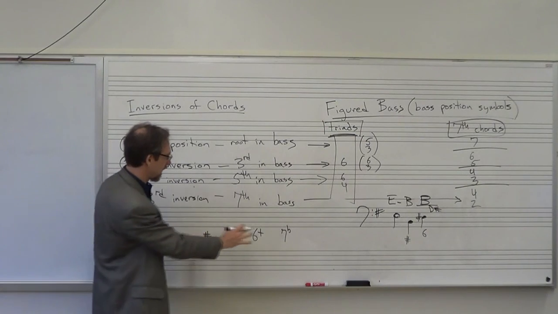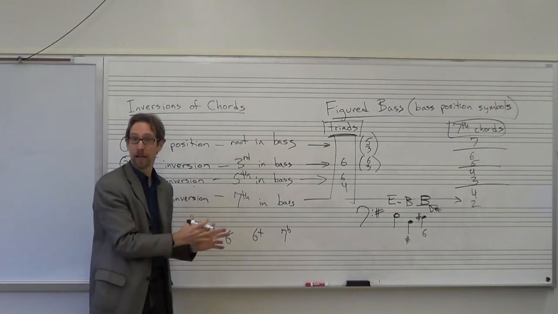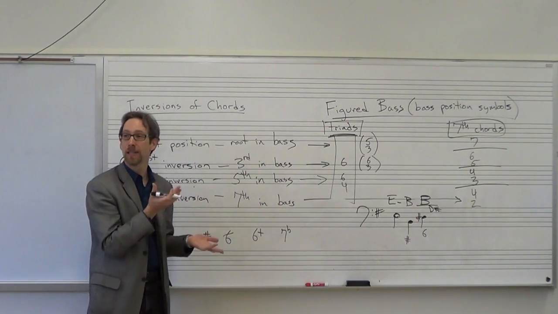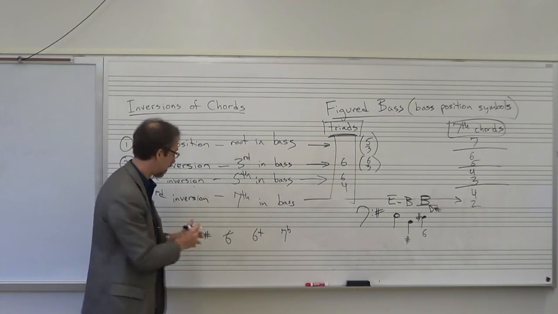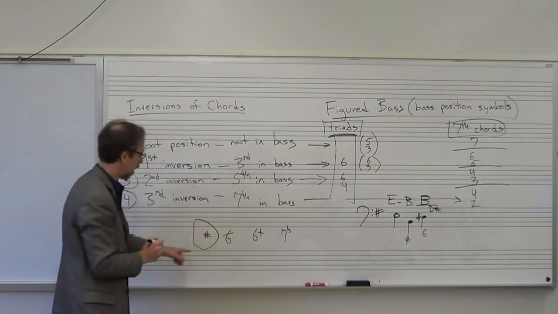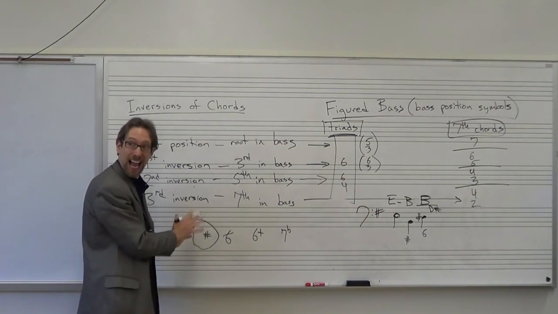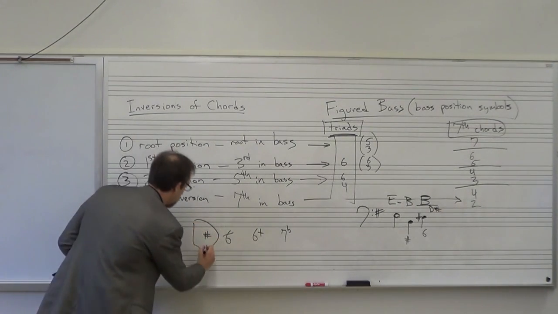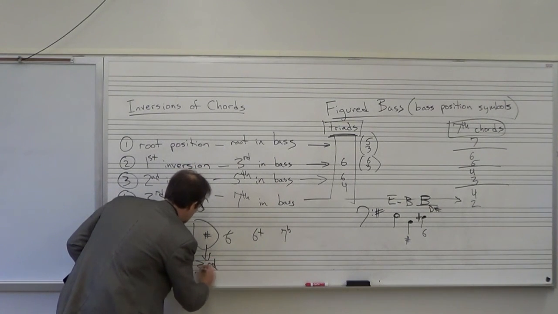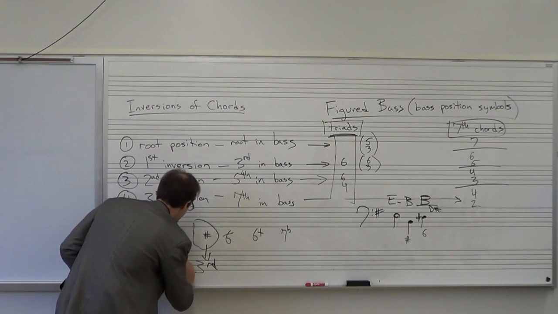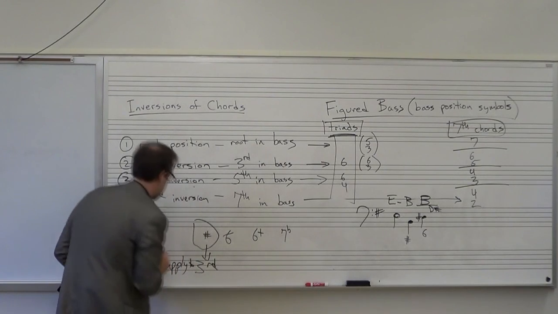So when you start seeing the numbers with accidentals, it's just asking you to raise or lower those things by half steps. If you see an accidental underneath a figured bass line without a number, it's applying to the third. You're going to apply that to the third.